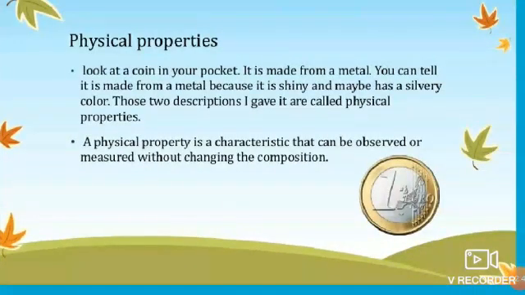Now, physical properties. Look at a coin in your pocket. It is made from a metal. You can tell it is made from a metal because it is shiny and maybe has a silvery color. Those two descriptions I gave are called physical properties. A physical property is a characteristic that can be observed or measured without changing the composition.